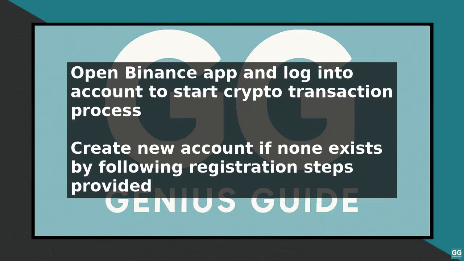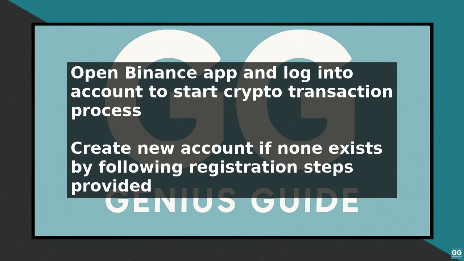To buy or sell crypto using Apple Pay P2P on Binance. Start by opening the Binance app on your device and logging into your account. If you do not have an account, create one by following the registration process. Once logged in, navigate to the Binance homepage and click on the Buy Crypto tab.